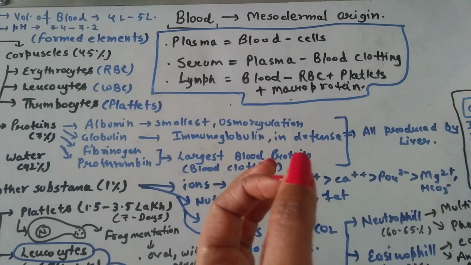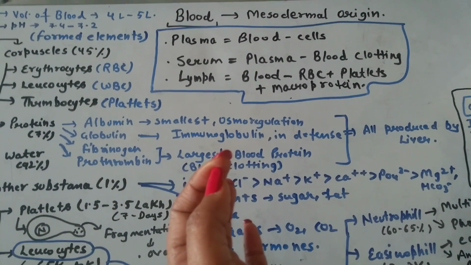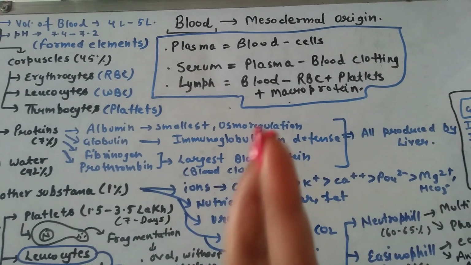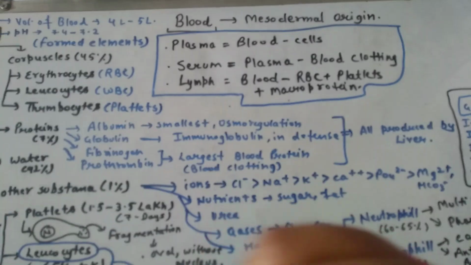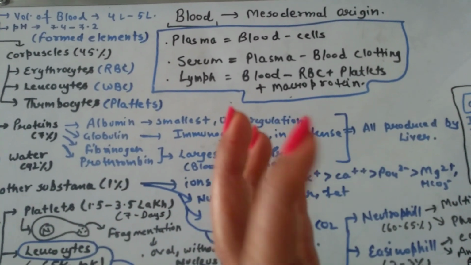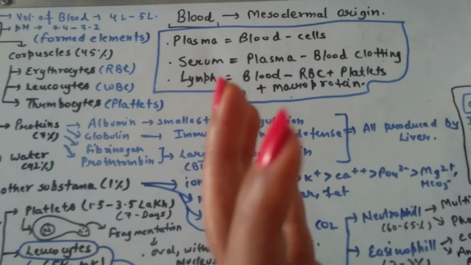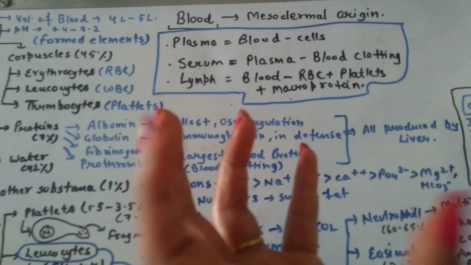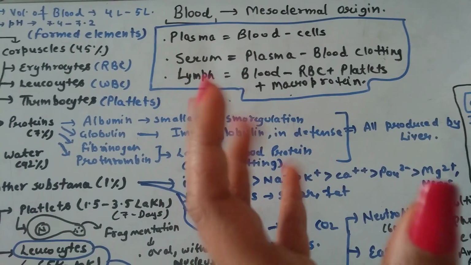So when all the macroproteins, all RBCs, and all platelets are removed from the blood, it is called lymph. Lymph is basically a colorless fluid, a specialized connective tissue, in which there is no color. It is white or transparent, or you can say translucent.